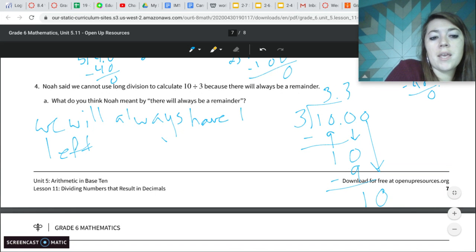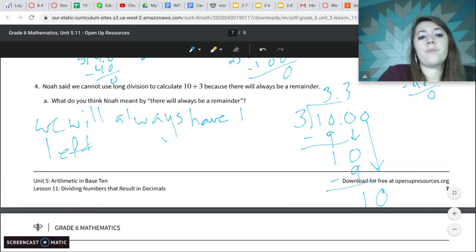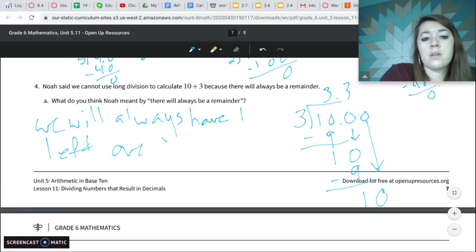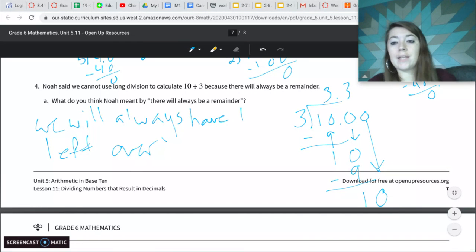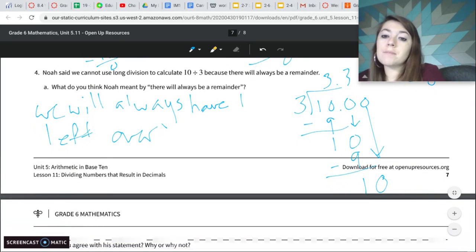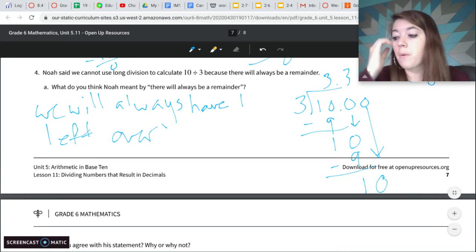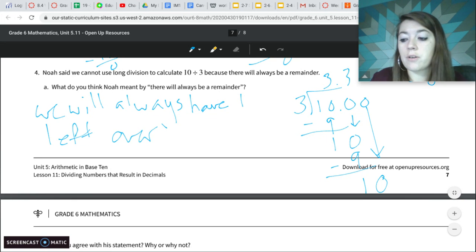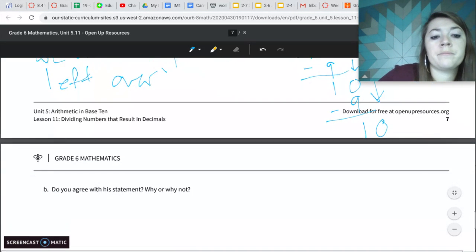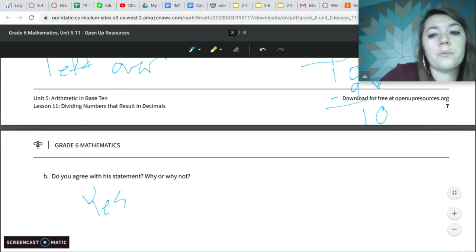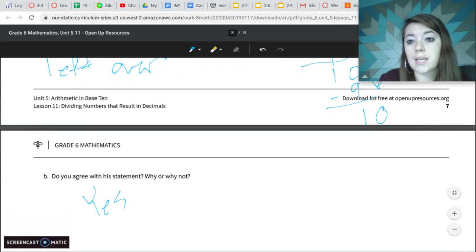So that's what he means by we're always going to have a remainder, because it's a never-ending decimal. So there are some decimals that are never ending. So this is one of them. It's going to keep going on, and it's always going to have that remainder of 1. So do we agree with him? Yes, we definitely do. We showed that we agree with him because it's just going to keep happening.